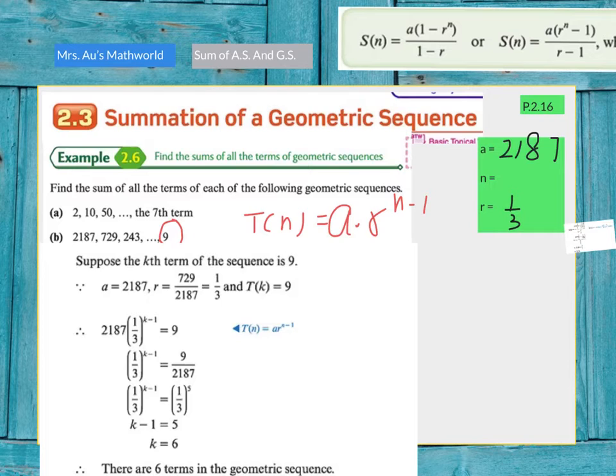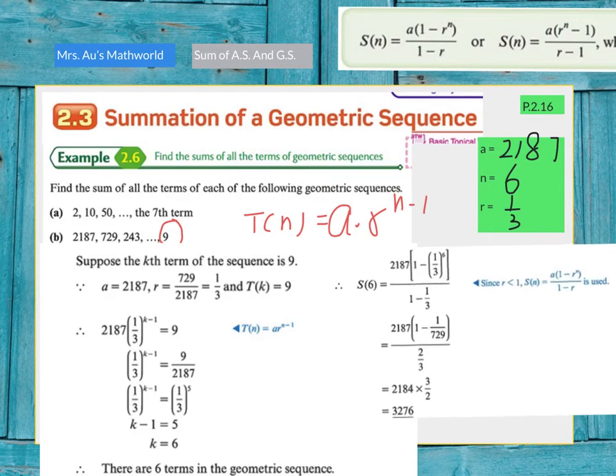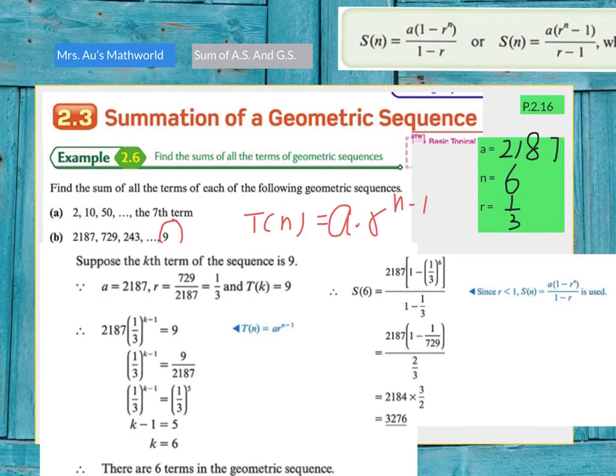So after you know how many terms there are, let me put it in the workbook also. Then we can substitute the things inside, right? So this time we chose to use the first one, 1 minus r to the power n, because if I get 1 minus 1 over 3, we won't get negative. Okay, so a times square bracket, 1 minus round bracket, 1 over 3, to the power 6. Remember, you must put a bracket before you put power 6.